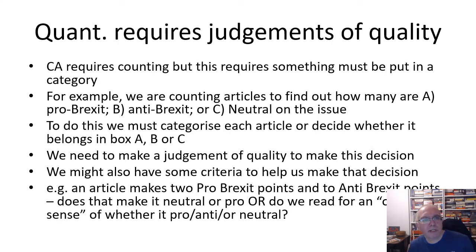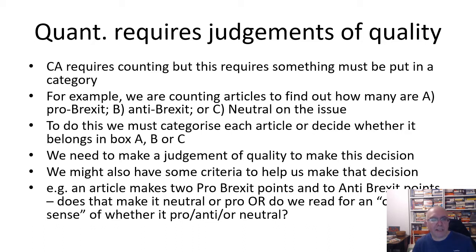Okay, so what does quantitative analysis require? Well, even though content analysis is a quantitative method, that doesn't mean there aren't any qualitative aspects. So yes, you've got to count things, but when you count things, you must decide what it is. You must make some judgment about the quality of something that puts it in a category. So take our example, counting articles to find out how many are pro-Brexit, how many are anti-Brexit, how many are neutral on the issue. If you want to put something in box A, box B or box C, you've got to categorize each article. You've got to make a decision about whether it belongs in box A, B or C.